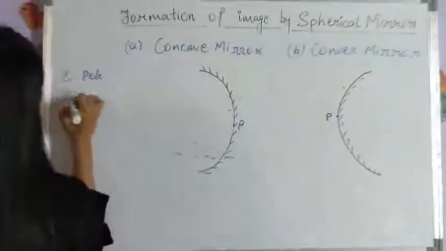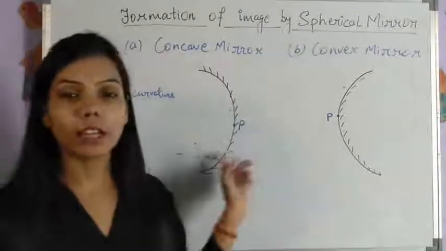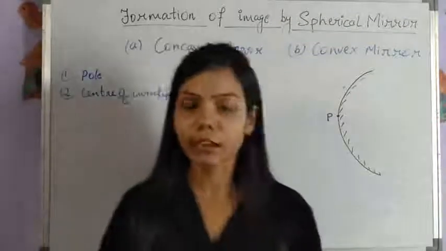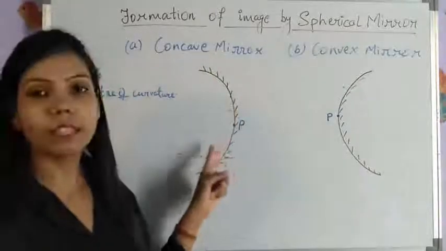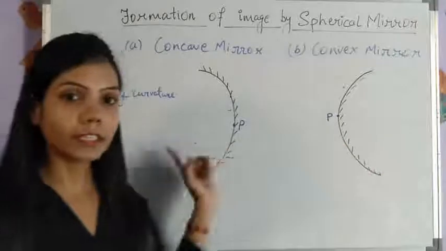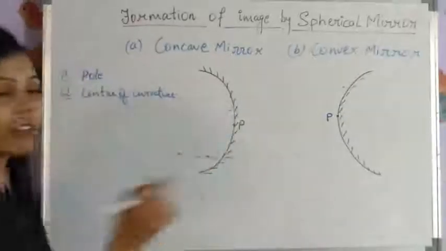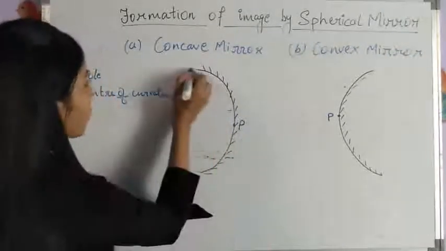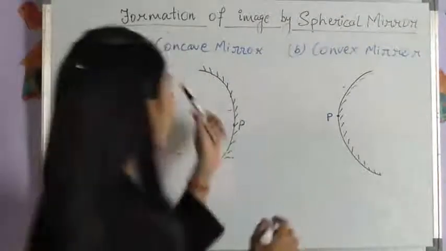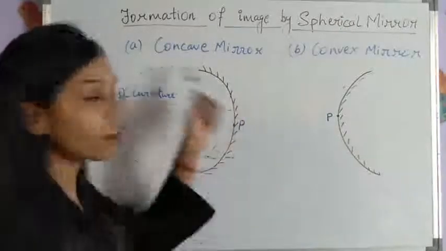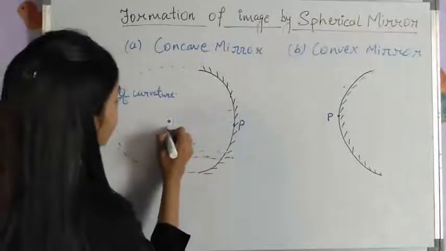Second one will be our center of curvature. As I told you, this reflecting surface of concave and convex mirror forms the part of a sphere, because these two are curved mirrors. Here the reflecting surface is curved inward, here curved outward. So this curvature must be having some center, right? If you draw a curve right around this reflecting surface, you will find this reflecting surface will form the part of a curvature, and the center of curvature will lie at the center here. So this is our center of curvature.